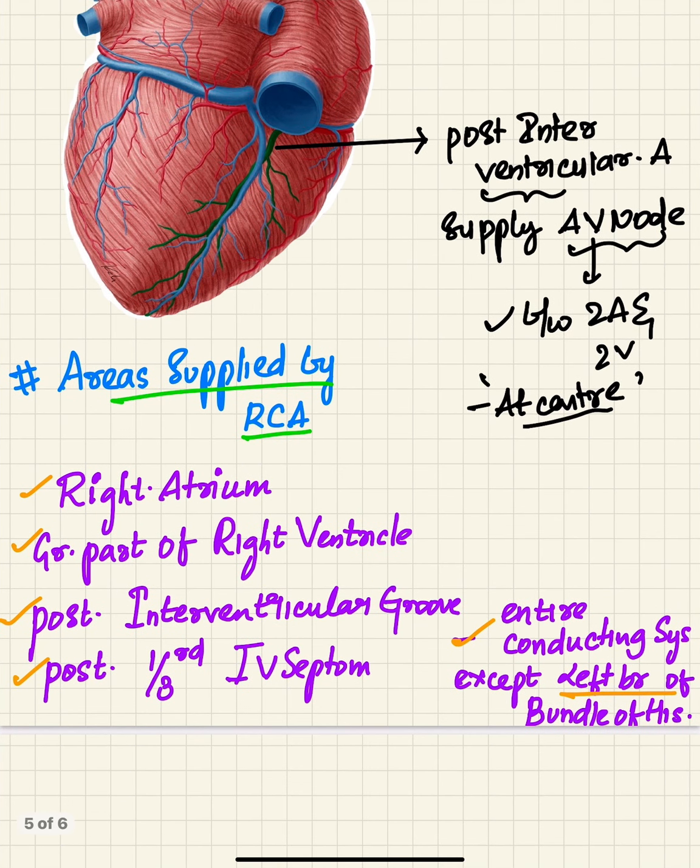So the area supplied by the right coronary artery: the right atrium and greater part of the right ventricle, the posterior interventricular groove, the posterior one-third of the interventricular septum, and the entire conducting system except the left branch of the bundle of His. It supplies the SA node, it supplies the AV node, and it also supplies the right branch of the bundle of His, but it doesn't supply the left branch of the bundle of His. Let us see in the next class what is supplying this left branch of the bundle of His.